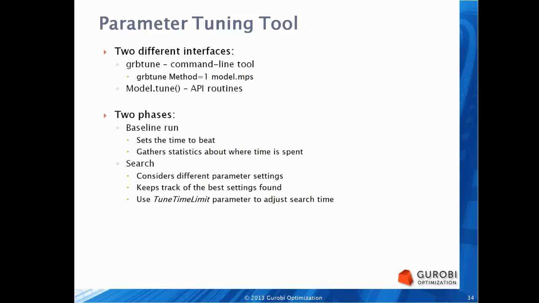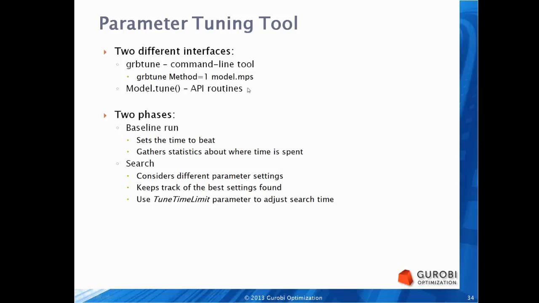One is the command line. Here you can just type Gurobi method equal to 1 model. The first parameter setting means using dual simplex, so this is fixed in the baseline. Then all the tuning sets will use it and try, and we output. And we also have the API interface called model.tune, and you can use that.